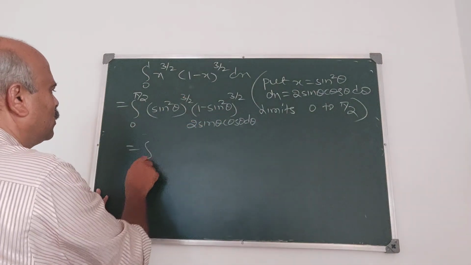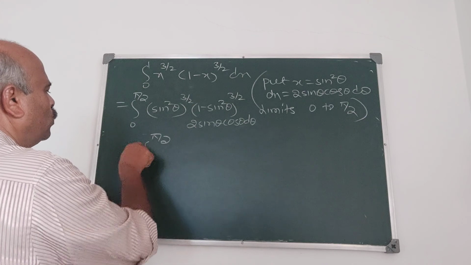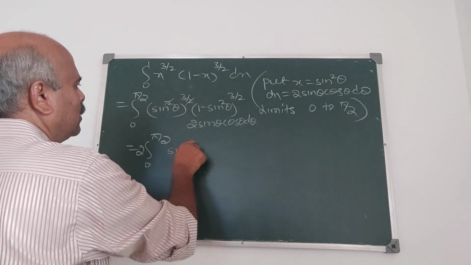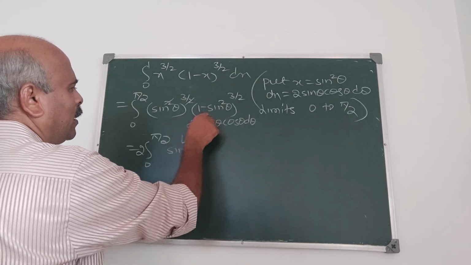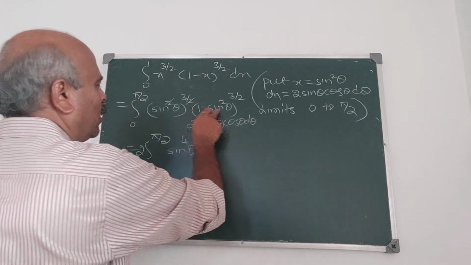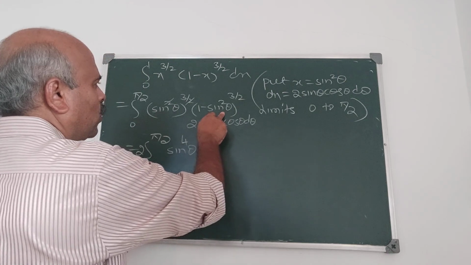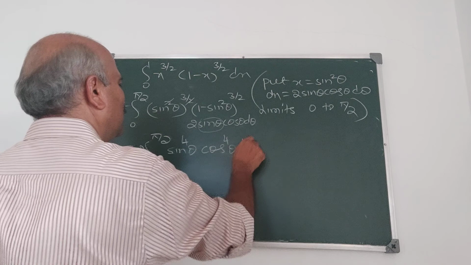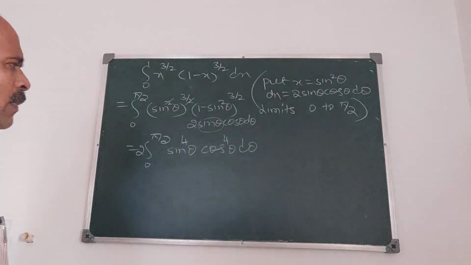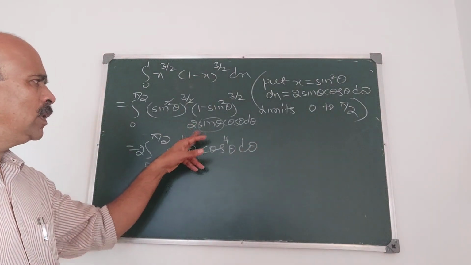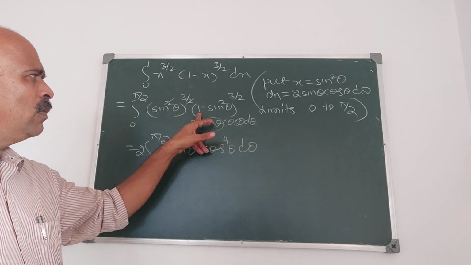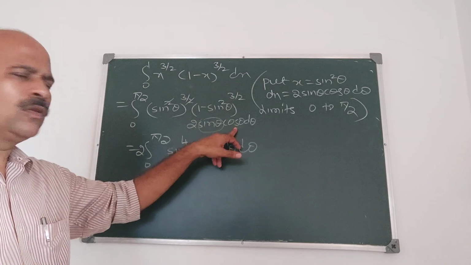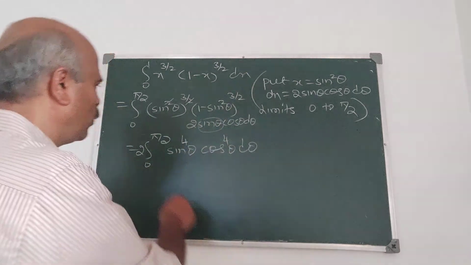X is sin square theta, you have to substitute now. It is therefore the integral from 0 to pi by 2 of 2 into sin square theta raised to 3 by 2, which is sin theta raised to 3, and one more sin theta is there. What is 1 minus sin square? Cos square raised to 3 by 2 is cos theta raised to 3, and with one more cos theta it is cos theta raised to 4. Am I correct? Because 1 minus sin square is cos square, and the 2 cancels.